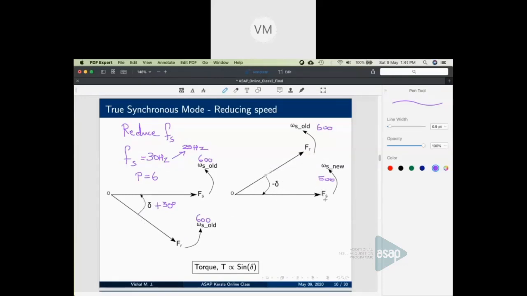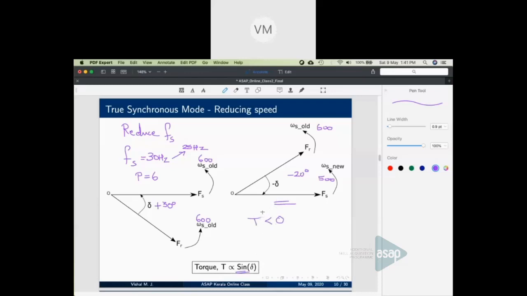Now the FS is here and FR has advanced FS. Now your delta becomes negative. Let it be minus 20, just some values I'm giving. What happens to the torque? Since torque is proportional to sine delta, sine minus delta is minus sine delta, or torque is negative now. In this mode, torque is negative.